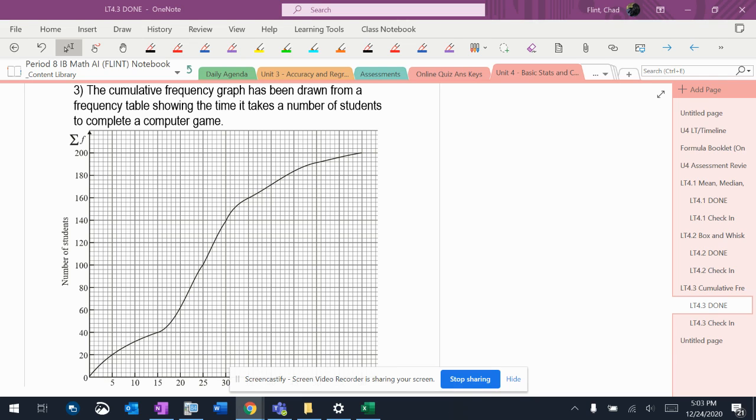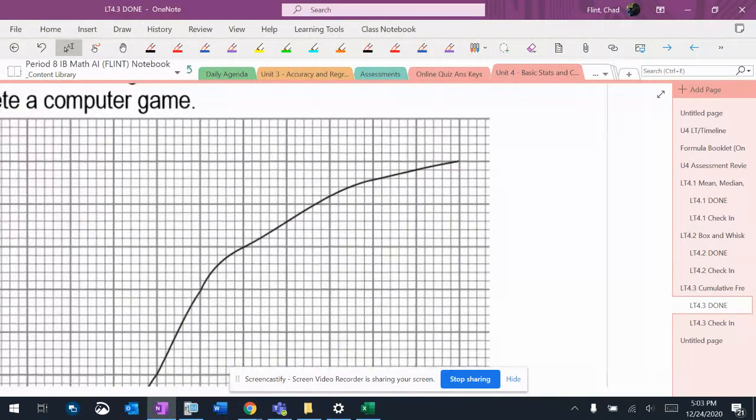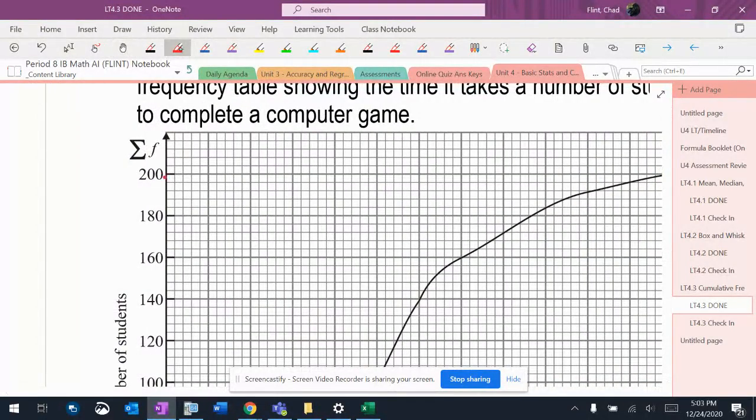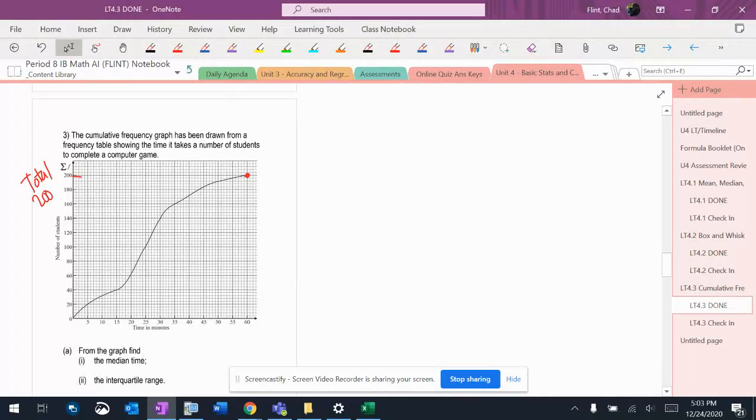Okay, so this does not tell us... It tells us the number of students and the time it takes them to complete a game. It doesn't tell us how many, but we can tell because the top point is right here, and if I go over to the side, that means I'm at 200. So there's a total of 200 students that were timed in this computer game.